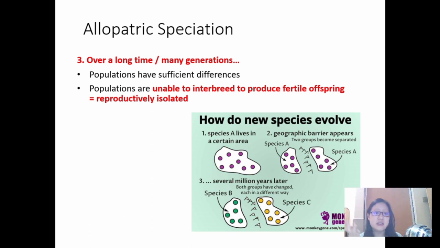And therefore, last time they were the same species, right? And then they got geographically isolated. Now, even when they meet again, they are unable to interbreed to produce fertile offspring, and therefore are really reproductively isolated. Both groups have changed, just in a different way, and since they are unable to breed and produce fertile offspring, this is considered a new species. So this species A and species B might not be the same species anymore. In fact, one of them becomes species C.